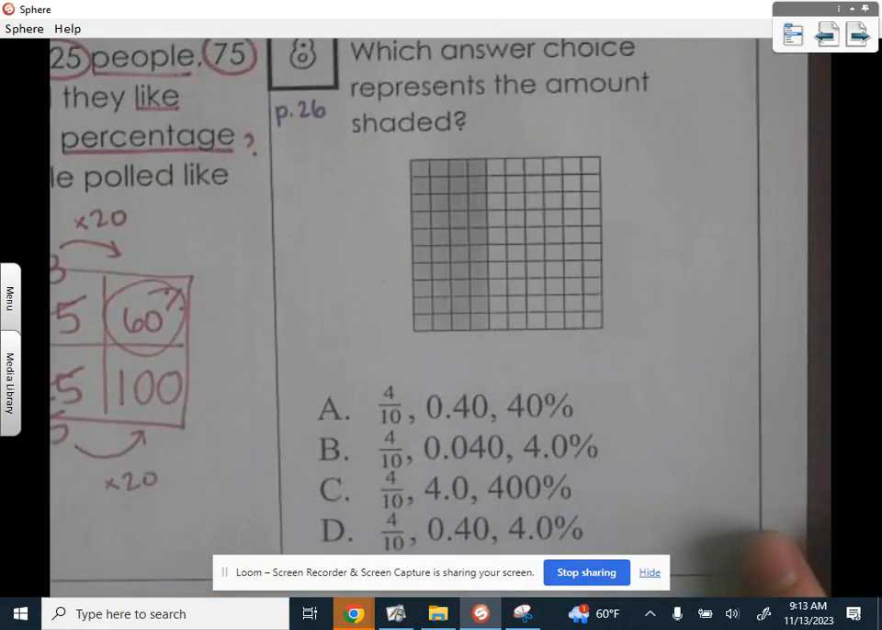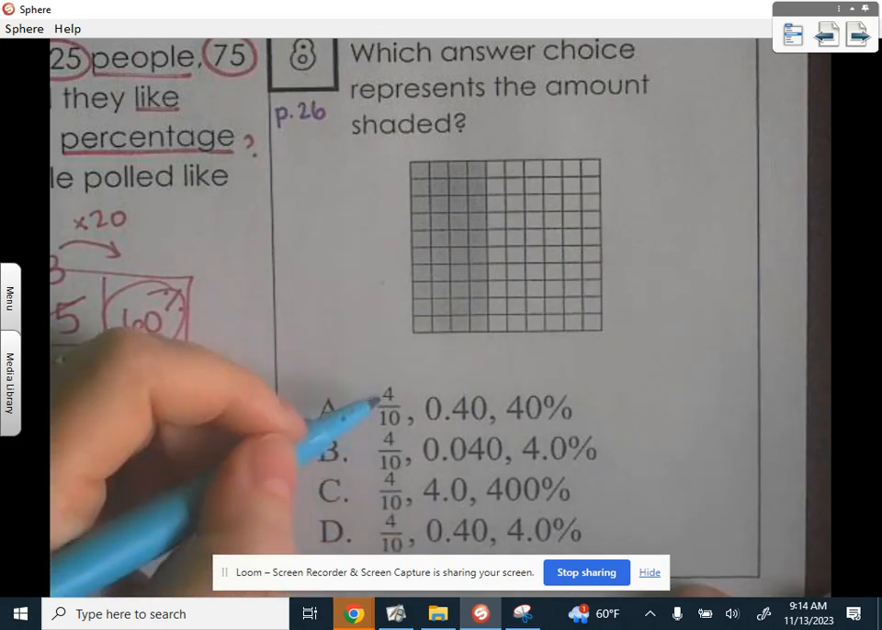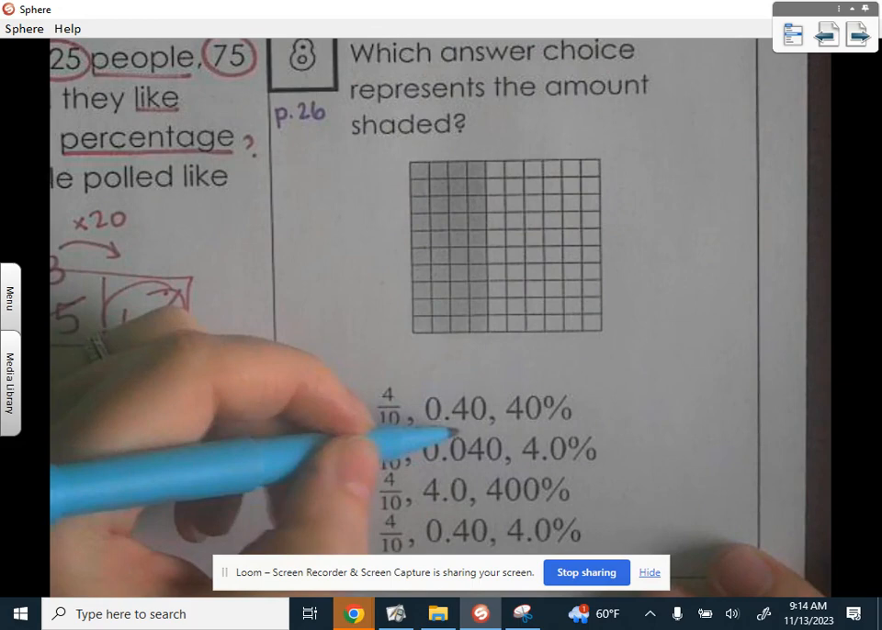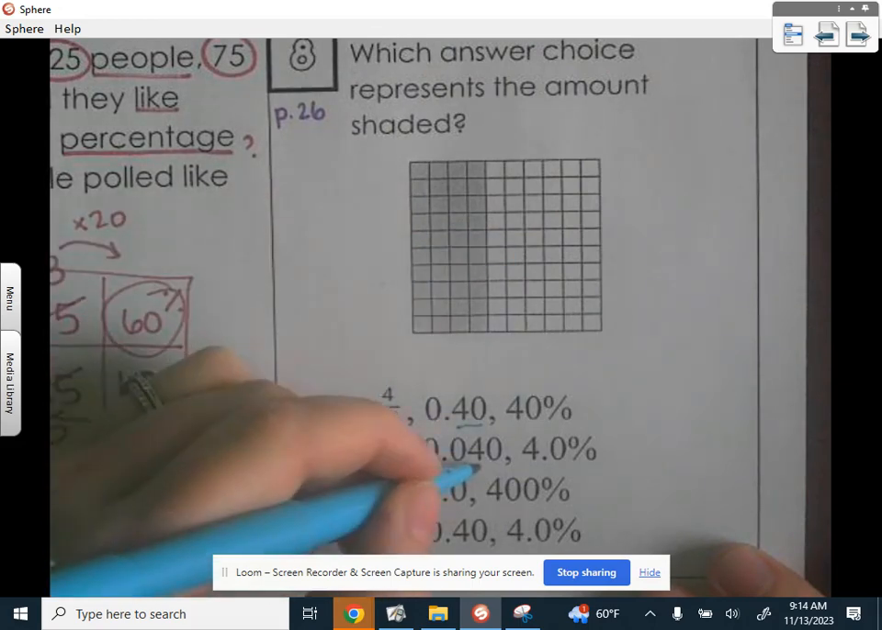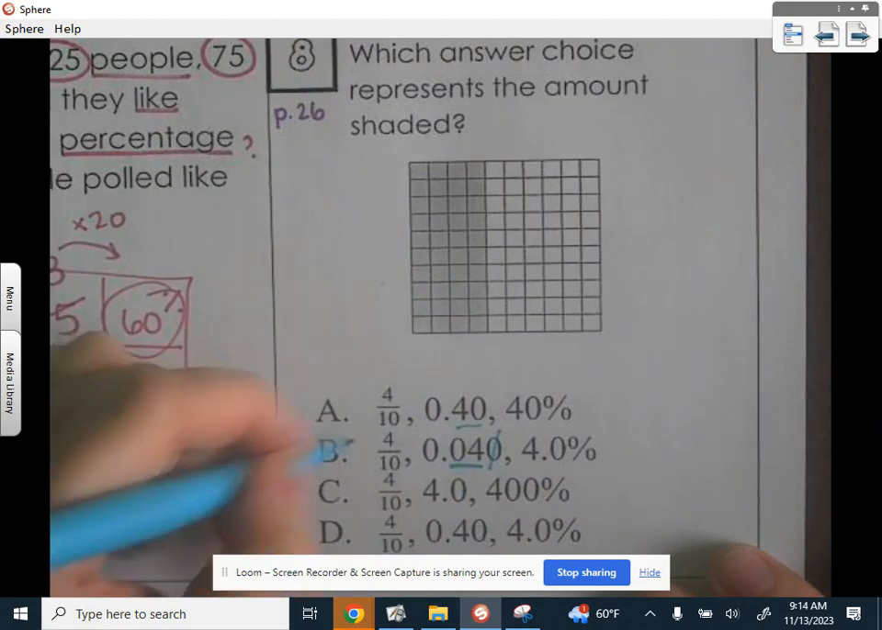Last question is just a basic percent, fraction, decimal, percent model here. You've got 100 squares and 40 of them are shaded. You can find problems like this or notes on this on page 26. And they all say 4/10, so we know that part's right. So let's talk about the decimal. This is 40 hundredths, so 40 out of 100, that looks good. This right here, we don't need the 0 on the end, so that really is just 4 hundredths. That would be 4 of them shaded, so no.